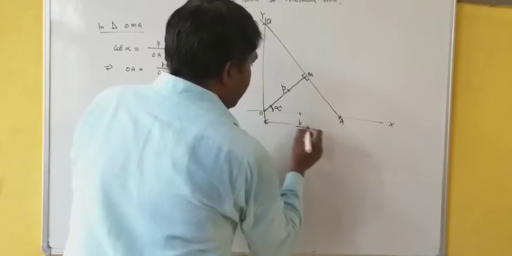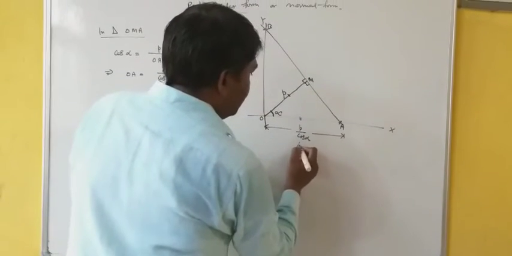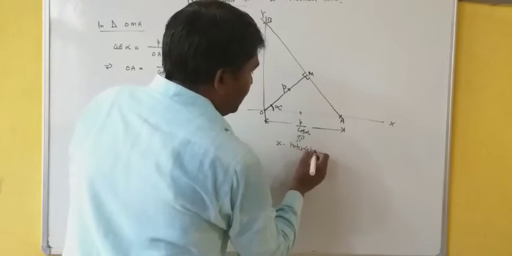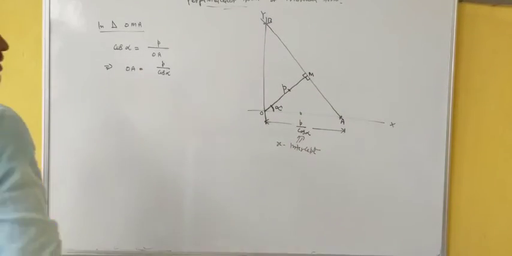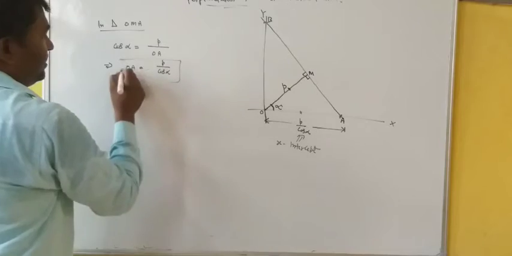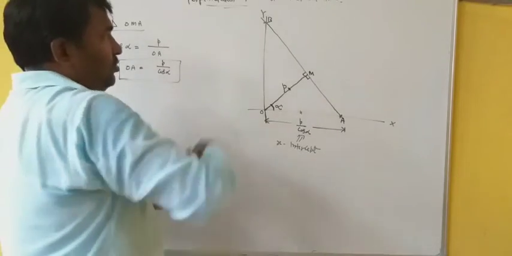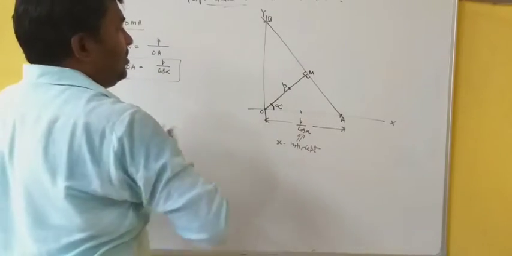This is what? X intercept. Is it clear? OA is the X intercept. This is known. Now how much Y intercept is there? You need to calculate OB.